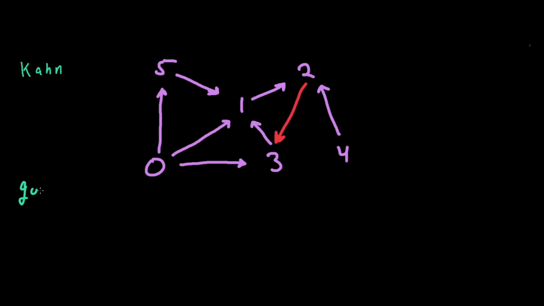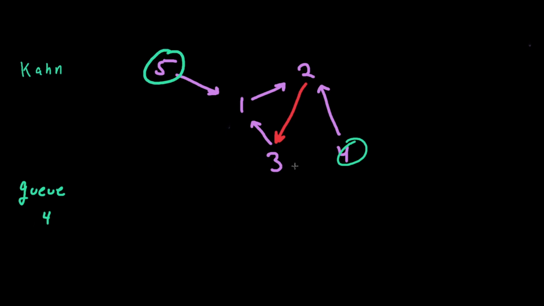So let's make our queue, and let's add things to the queue. No incoming edges here or here. So we're going to add our 0 and our 4 again. We're going to remove the first element from our queue, and we're going to remove that element from our graph. So remove the 0. Can we add any more elements? Yes, we can. We can add the 5, and we can't add the 3 because we have an incoming edge now.